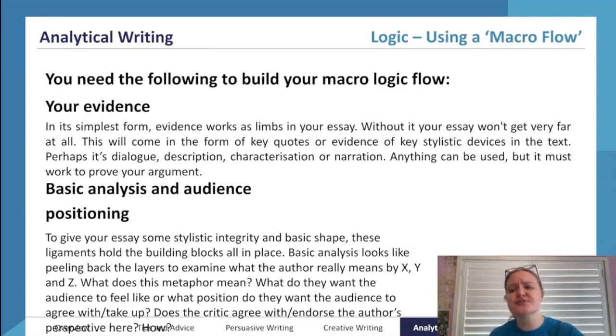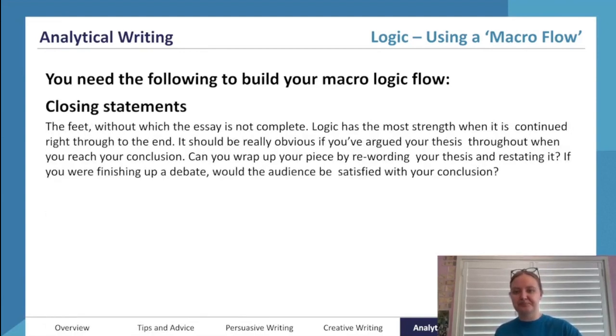And your macro flow also needs to include some basic analysis and audience positioning. So to give your essay some stylistic integrity and basic shape, these are the ligaments that hold all the basic building blocks in place. So analysis is peeling back the layers to examine what the author really meant when they said X, Y, and Z. What does this metaphor mean? What do they want the audience to feel or think, or how do they want the audience to react to this particular part of the text?